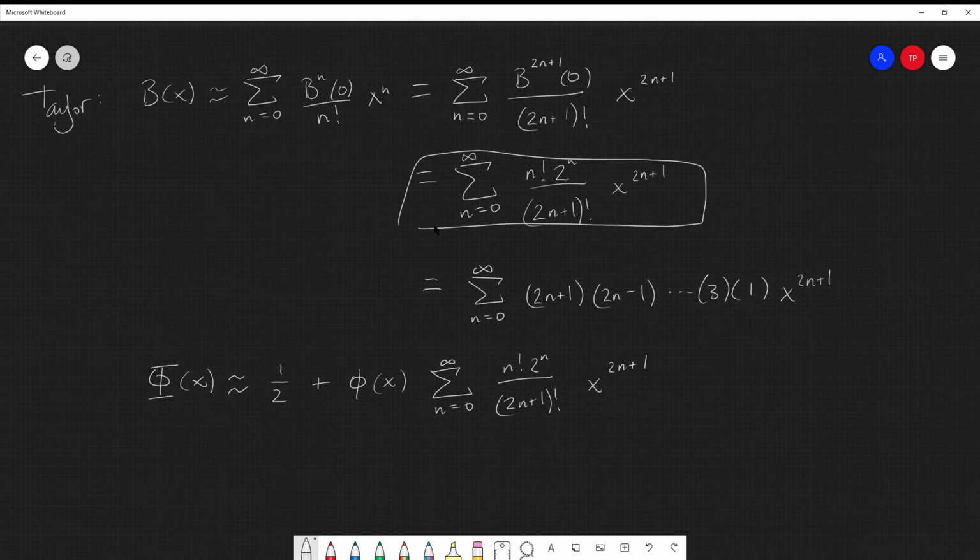So if we don't fully try to calculate the sum, and we just cut off the sum at some value, like say 10, so we take the sum from n equals 0 to 10, that would be an approximation for the CDF.